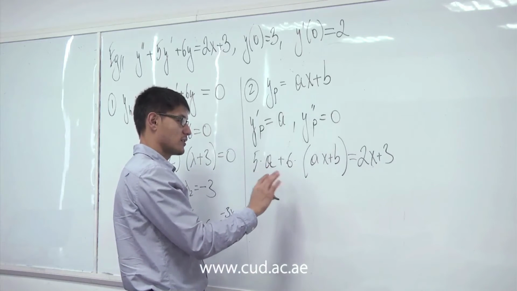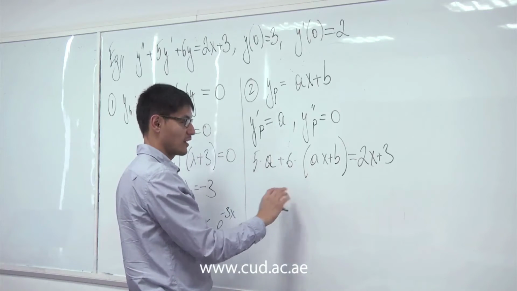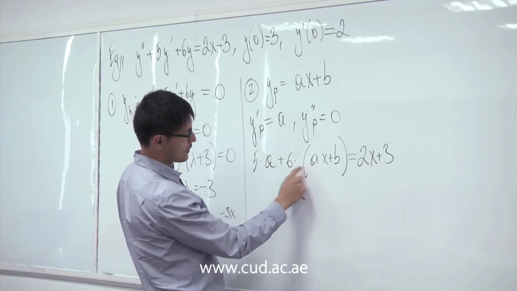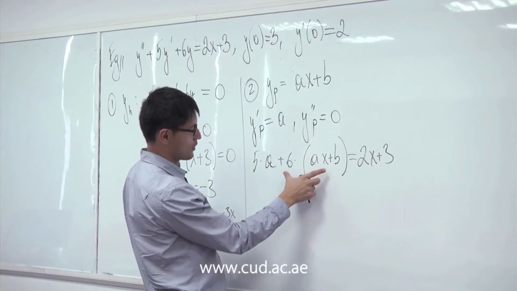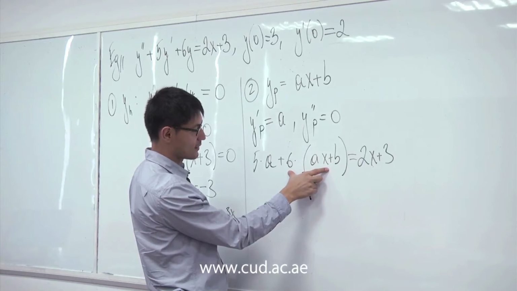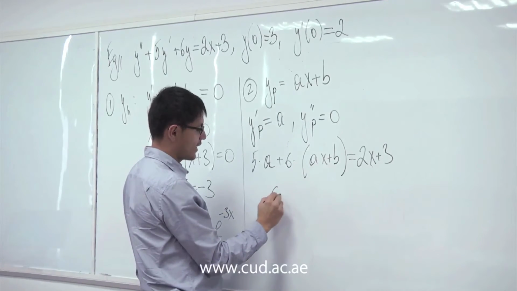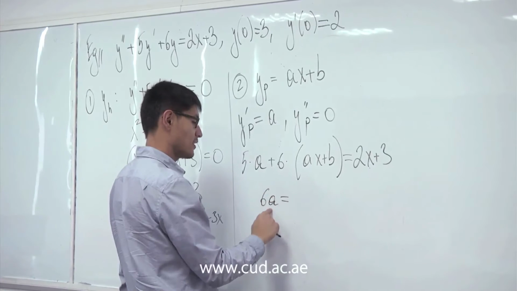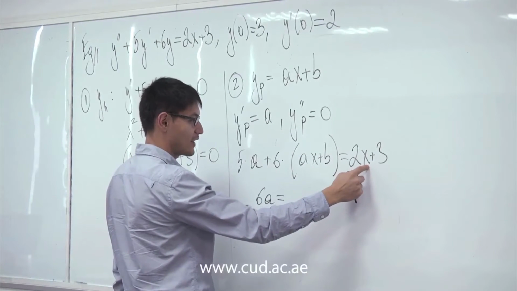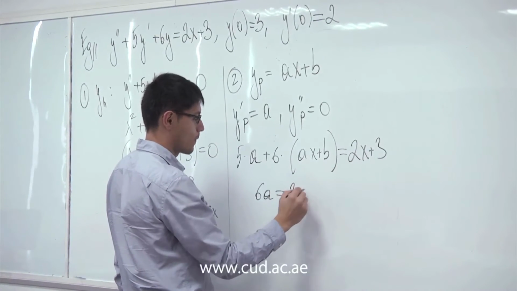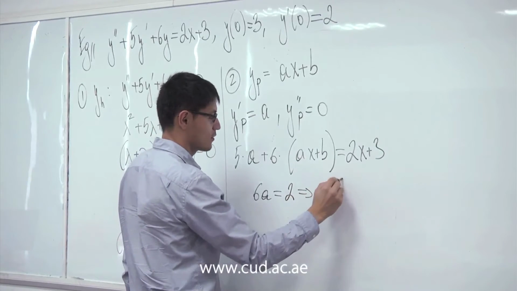So let's see, what's the coefficient of x on the left-hand side? Well, if I multiply by 6, I'll have 6ax. So that's the only term with x on the left-hand side, and its coefficient is 6a. And 6a has to be equal to the coefficient of x on the right-hand side, which is 2. So that means a is 1 over 3.